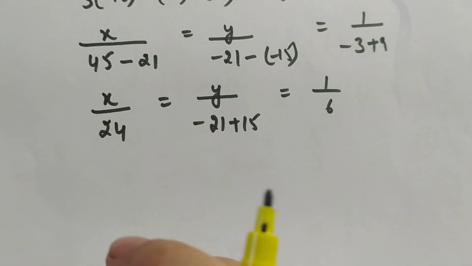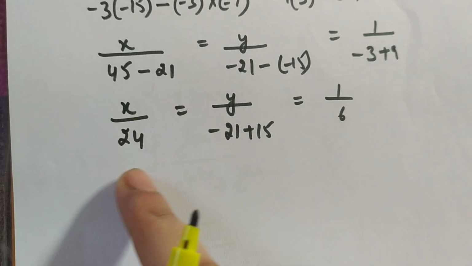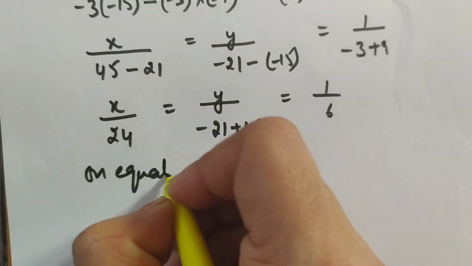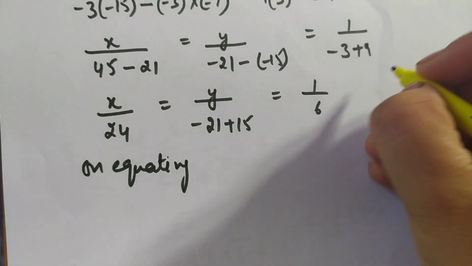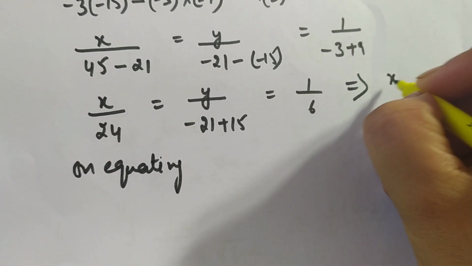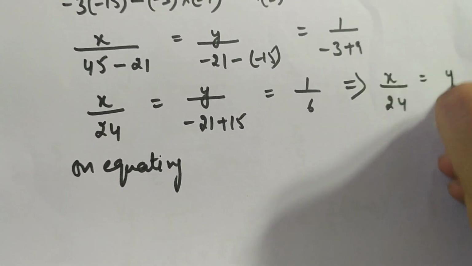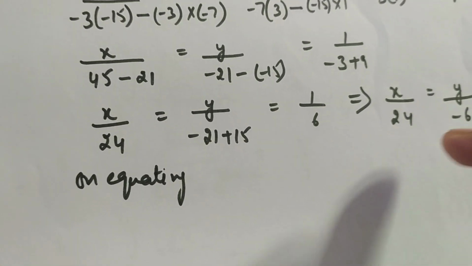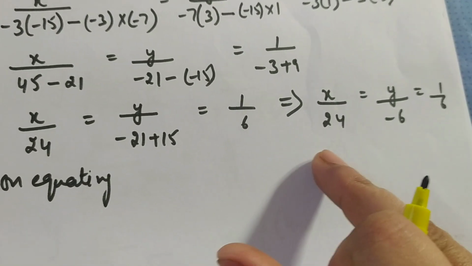Now what you have to do, you have to compare your x term with the constant term. Now on equating, firstly we have to solve all the calculations. We will make one more step. x by 24 is equal to y over minus 6 is equal to 1 by 6. See, now we have got all the terms totally calculated.